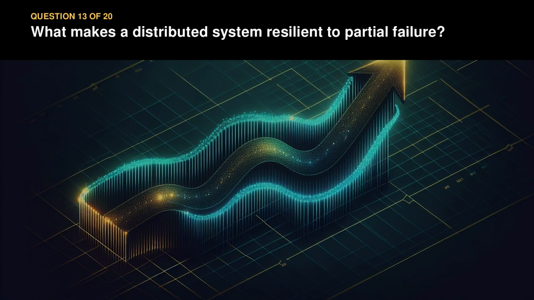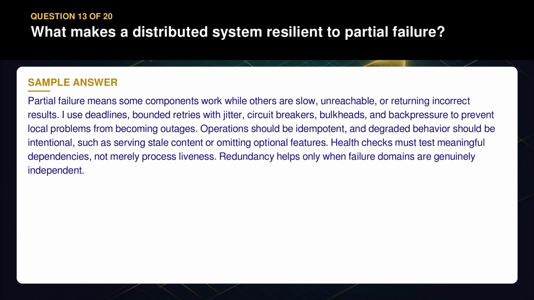Question 13. What makes a distributed system resilient to partial failure? Partial failure means some components work while others are slow, unreachable, or returning incorrect results. I use deadlines, bounded retries with jitter, circuit breakers, bulkheads, and backpressure to prevent local problems from becoming outages. Operations should be idempotent, and degraded behavior should be intentional, such as serving stale content or omitting optional features. Health checks must test meaningful dependencies, not merely process liveness. Redundancy helps only when failure domains are genuinely independent.